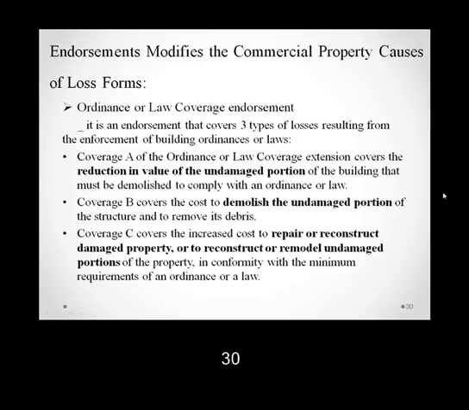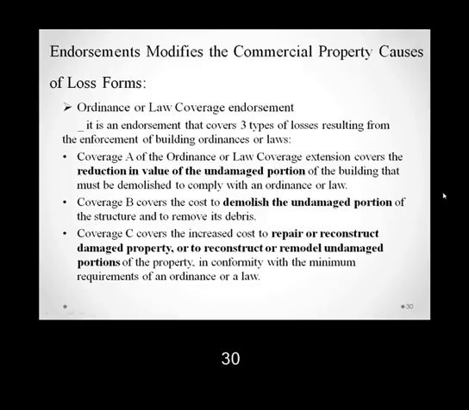Now the ordinance of law coverage endorsement. Remember in the last chapter we said that the ordinance of law coverage will be one of the 8 anti-concurrent causation languages that will not be covered, no matter if there is a loss that results from a covered peril. As long as it is associated with ordinance of law, it will not be covered. However, you could anytime choose to have it covered with this endorsement.